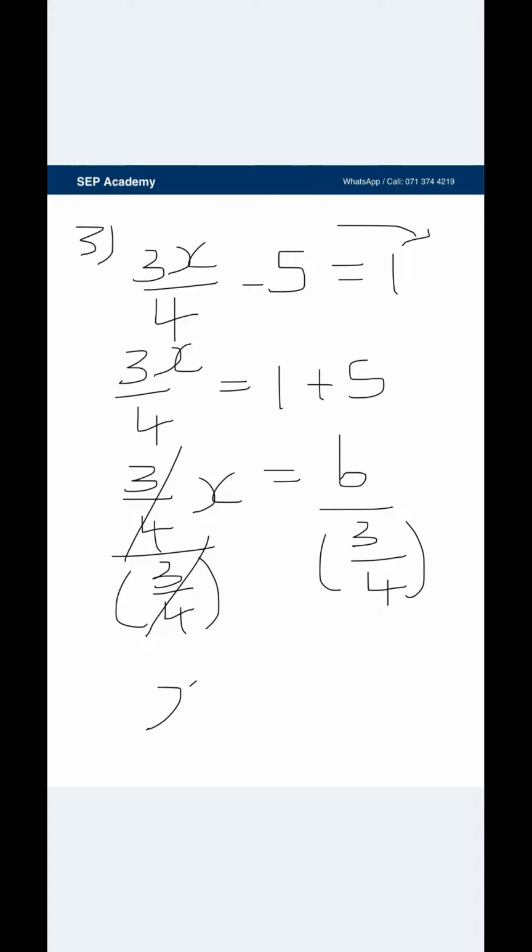Then you've got your x being equal to, how you punch this on your calculator, you can just say 6 divided by, in brackets, 3 over 4, and it will definitely give you an answer of 8. So that's how you would work it out. Maybe without wasting much of our precious time, let's move on to another example.